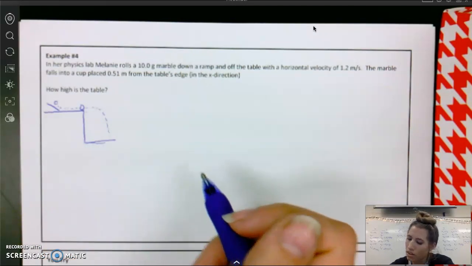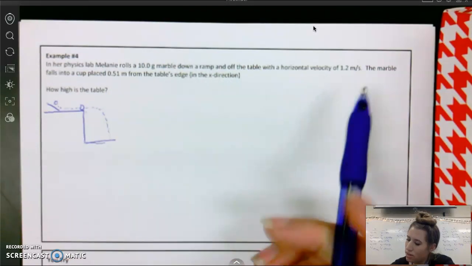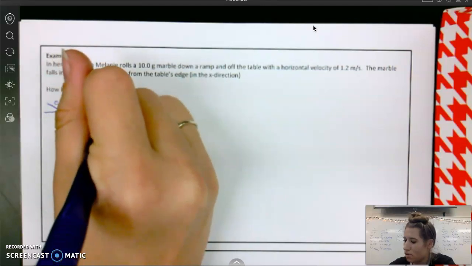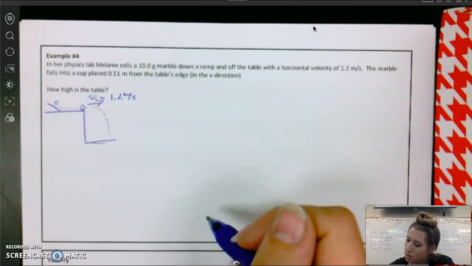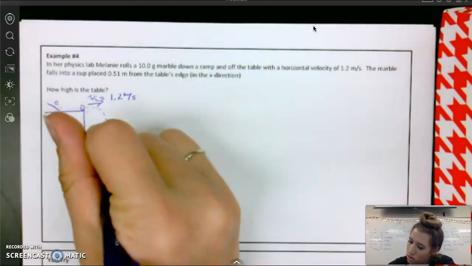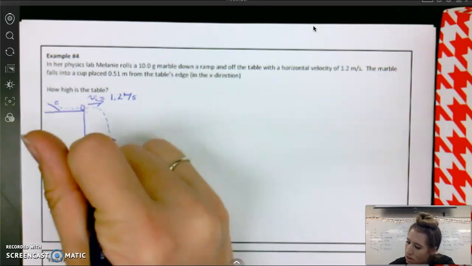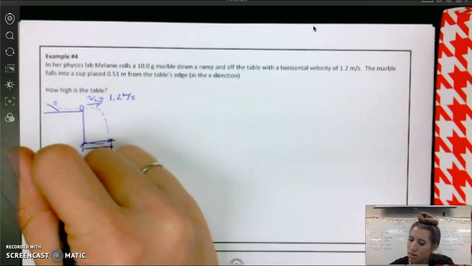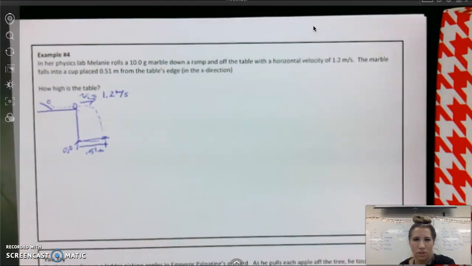So we know that it has a horizontal velocity. This initial velocity is all in the x direction, 1.2 meters per second. The marble falls into a cup placed 0.51 meters from the table's edge. So it falls into this cup, and that distance is 0.51 meters. Let's call the base of the table and the floor our origin, our 0, 0 point.